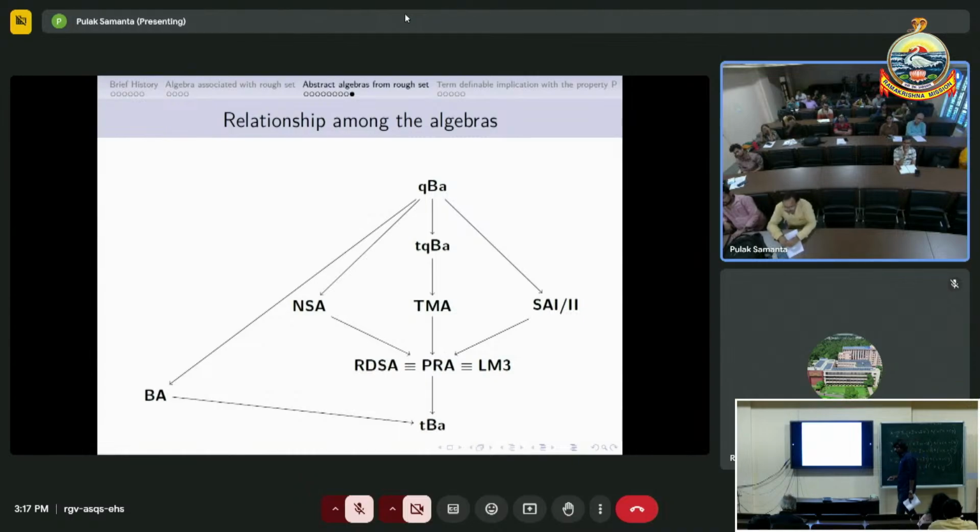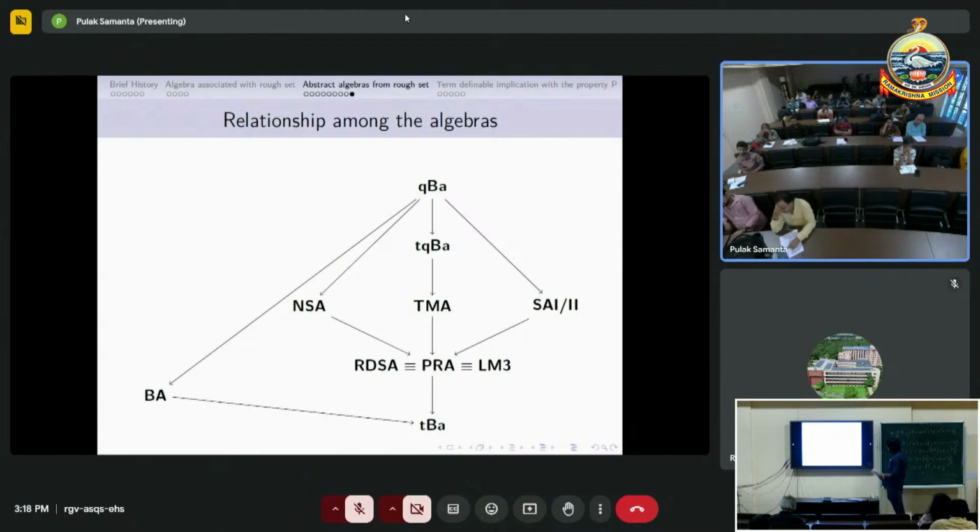So here in TMA, not only one, we have more than one term definable implication that is going to satisfy the property P. So now we can say we have one sound and complete logic corresponding to the tetravalent modal algebra also. And this tetravalent modal algebra, the reduct is going to the Monteiro-Lowe four valued logic.